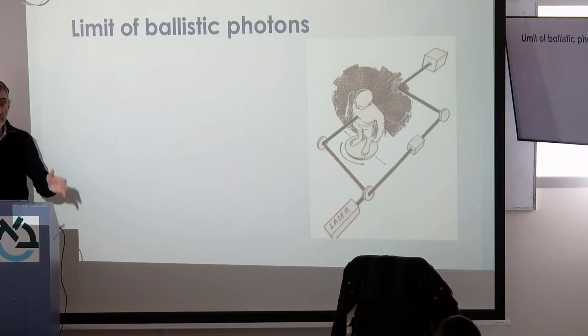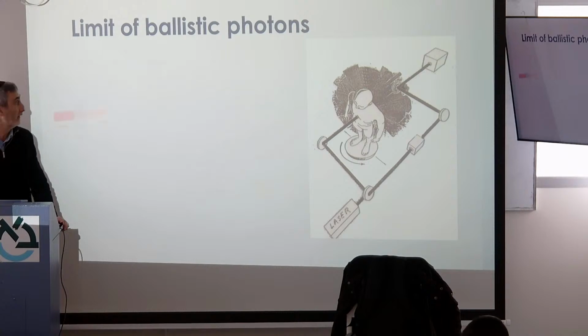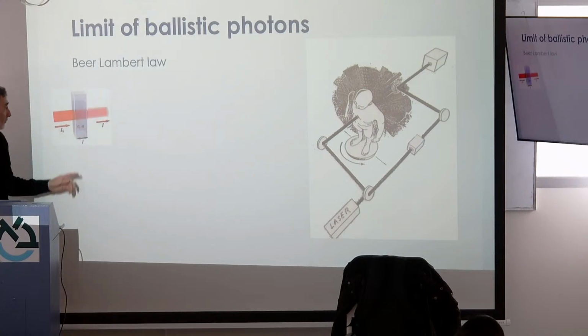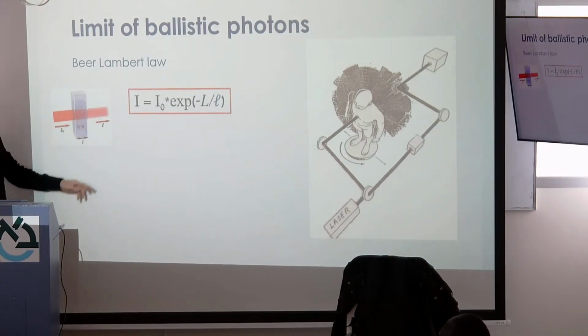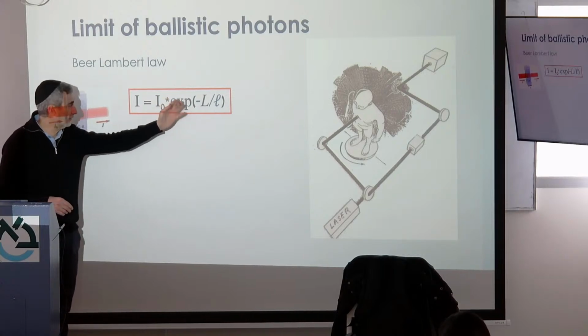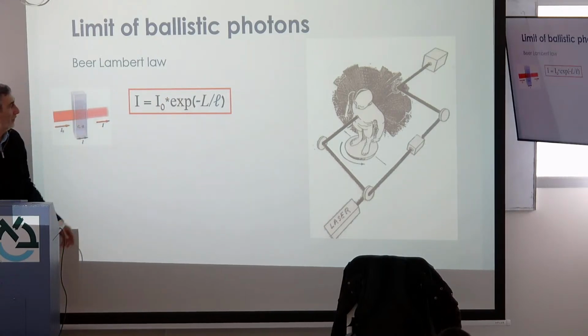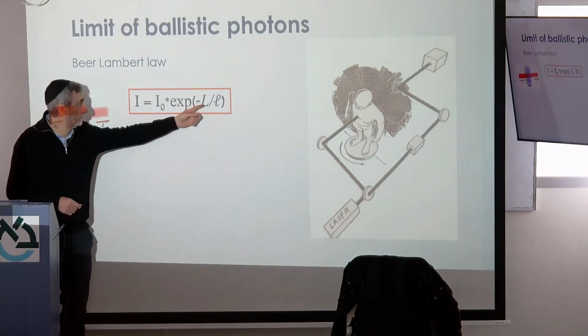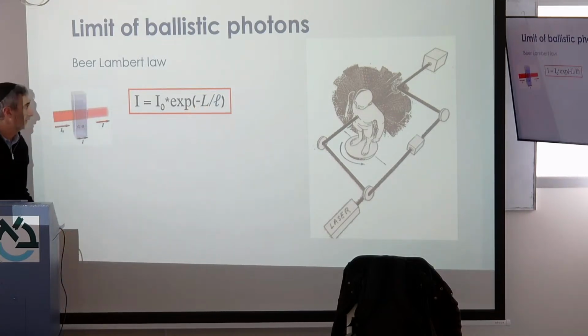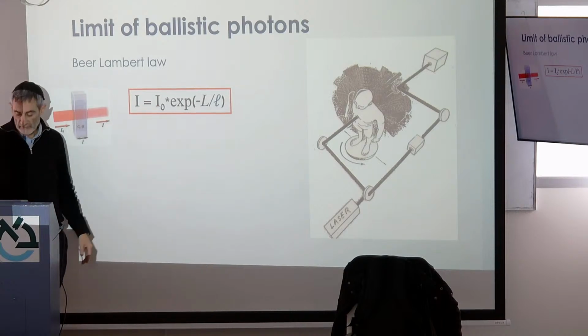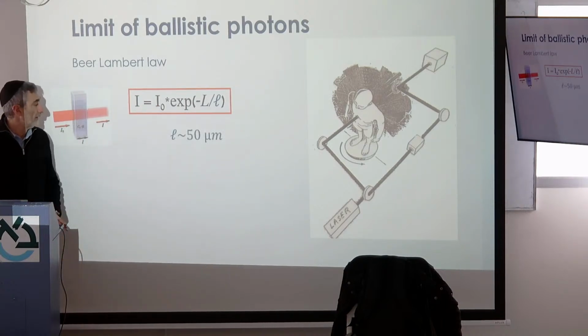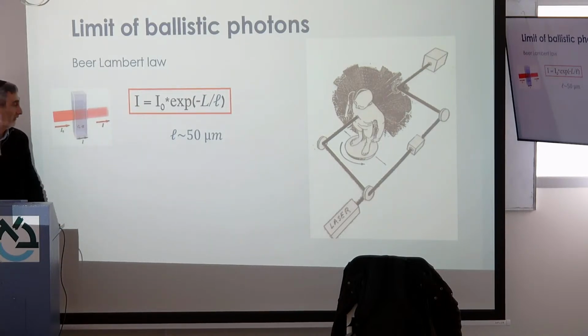for ballistic photons is an exponential decay. You remember that? We have the Beer-Lambert law. If you remember this picture, the incident light, the transmitted light. The transmission goes like an exponential decay with the thickness of the sample divided by the mean free path. So what is typically the mean free path? Let's say we take a large value like 50 microns. You can make the calculation here: what would be the transmission through a few centimeters?